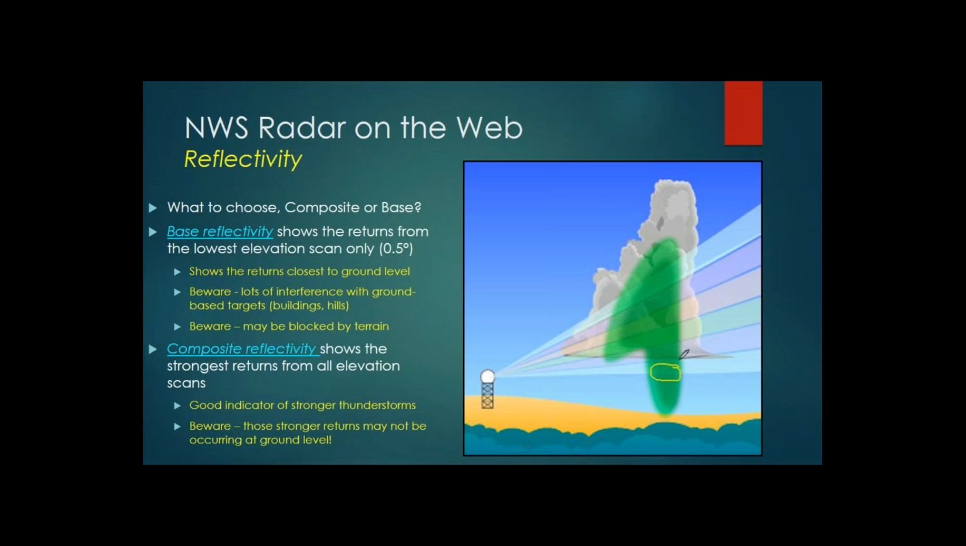If you choose composite, it could be here, here, here, or here. You don't know. So that's just a graphical representation. Keep that in mind when you're viewing composite reflectivity. It can certainly be beneficial, especially during thunderstorms, but you don't know what altitude that is.